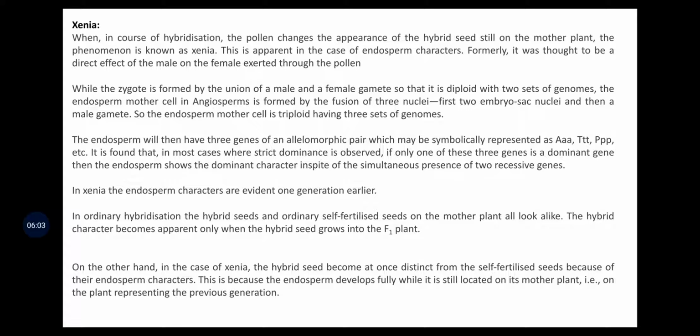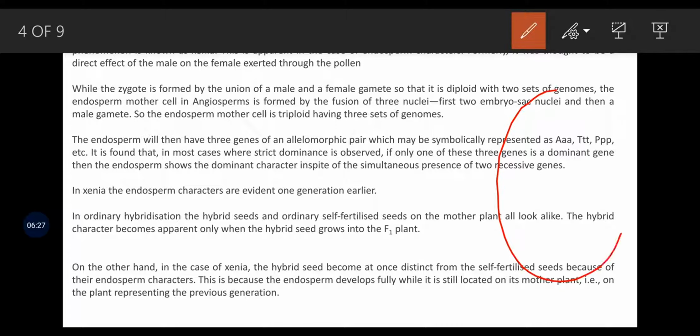While the zygote is formed by the union of male and female gametes so that it is diploid, with two sets of genomes, the endosperm mother cell in angiosperms is formed by the fusion of three nuclei, first two embryo sac nuclei and then a male gamete. So the endosperm mother cell is triploid, having three sets of genome. As you might have seen, the female part during flowering, the gamete of the female, will have an 8-nuclei condition.